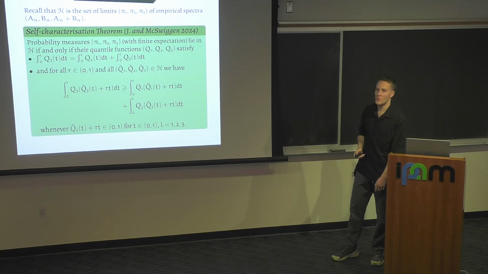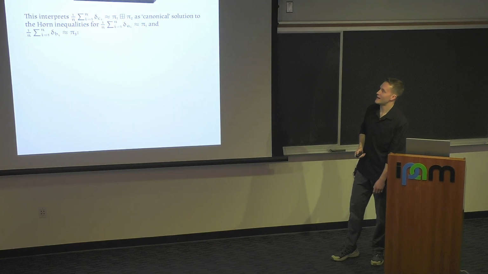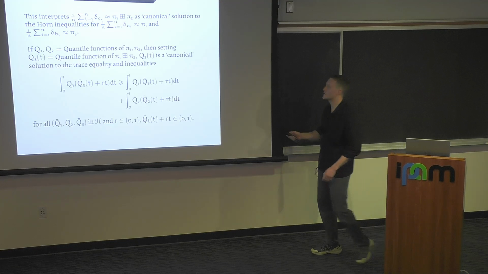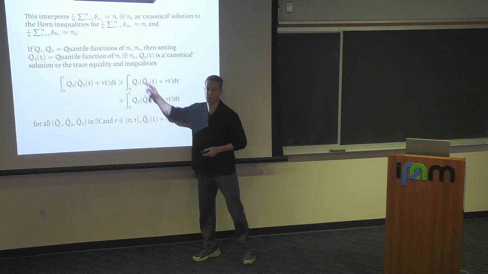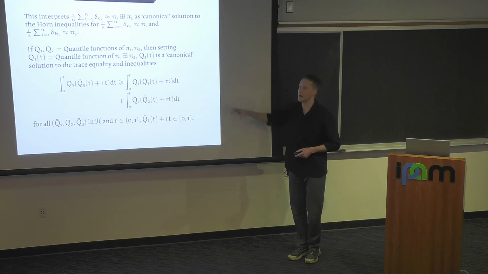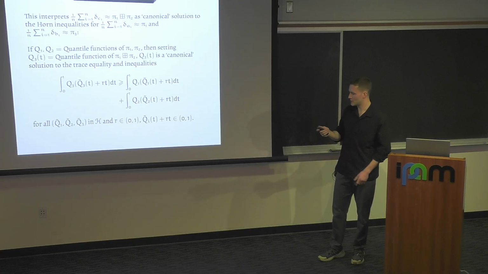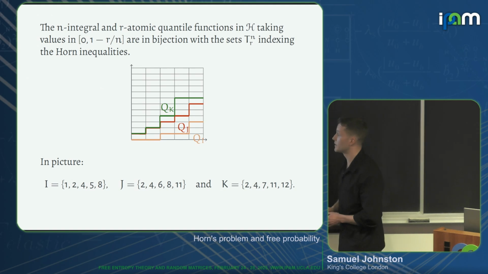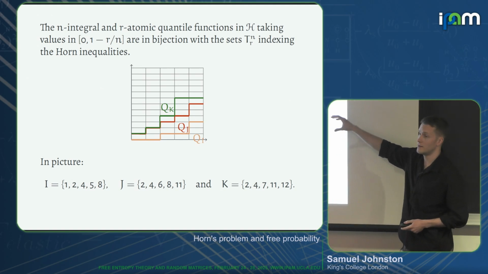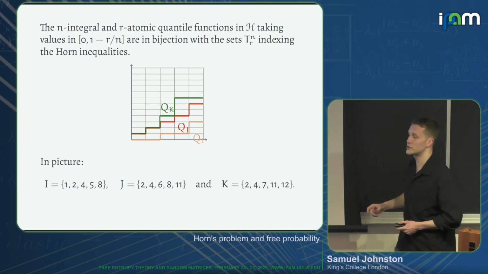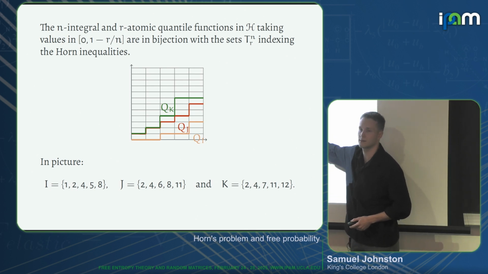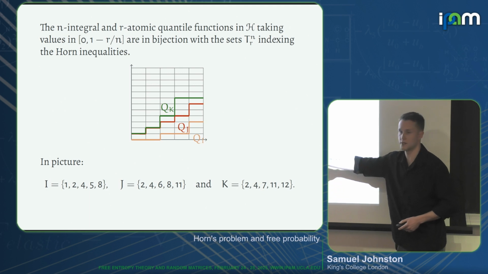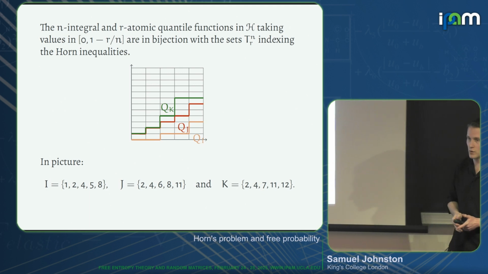But this gives us one way of interpreting these asymptotic solutions to the Horn inequalities. Namely, if Q1 and Q2 are quantile functions of pi1 and pi2, then the quantile function of the free convolution is a canonical solution to all of these asymptotic Horn inequalities. And finally, responding to what Octavio said, you can actually embed the finite n Horn inequalities back into this set H. These finite n Horn inequalities correspond to triples of quantile functions that look like this. For example, these are a triple of quantile functions associated with this triple of sets which define a Horn inequality.